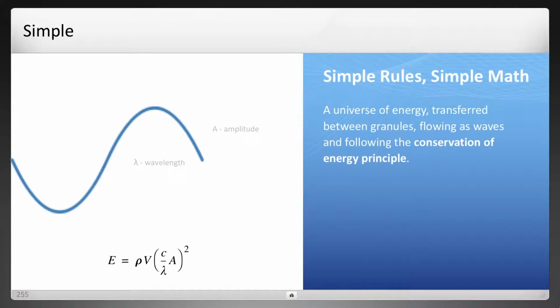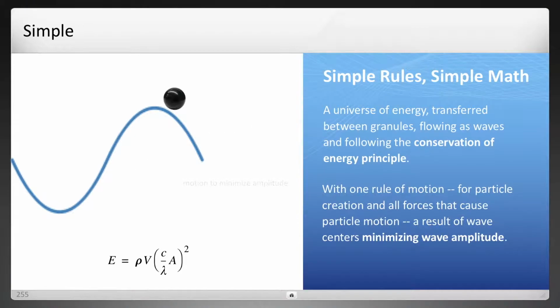Something exists to create waves, and it's really just a transfer of energy following the conservation of energy principle. Now, all of motion and particle creation is a result of this rule, which is just wave centers minimizing wave amplitude. And the simplicity of the math is all wrapped up into that one equation based on wave parameters in a given volume, V. That's it for the simplicity of the rules and the math.